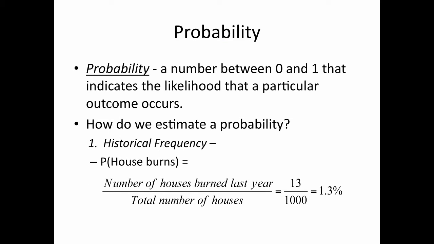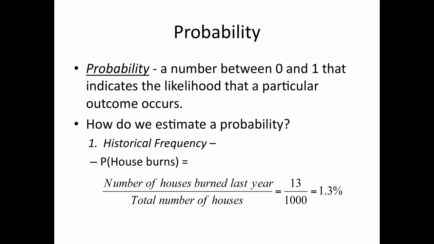To describe the riskiness of a set of events, we use what's called probability. And probability is actually quite simple. It's just a number between 0 and 1, and that number indicates the likelihood that a particular outcome occurs. For instance, when you listen to the weather forecast, the weather person will often say there's a 25% chance of precipitation. What that means is that there's a 25% likelihood that it will rain or snow during the day. It's just that simple.